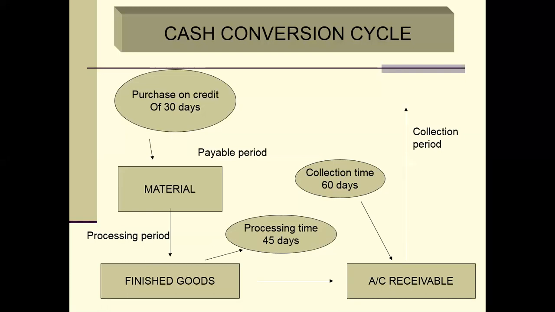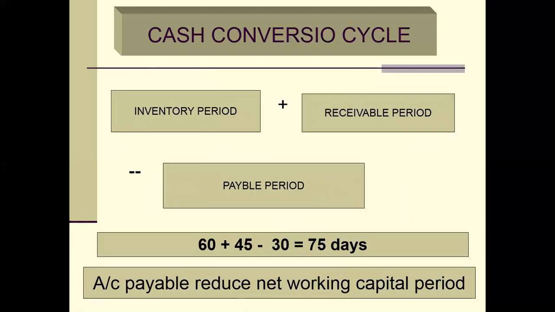So the collection time will be calculated like this. This is your receivable time, this is your inventory time, and this is your payable time. So what formula will you use? Inventory period, how much time your stock is placed in inventory. Receivable time, the time your customers are taking, and then you minus payable time, the time taken by you to pay your suppliers.